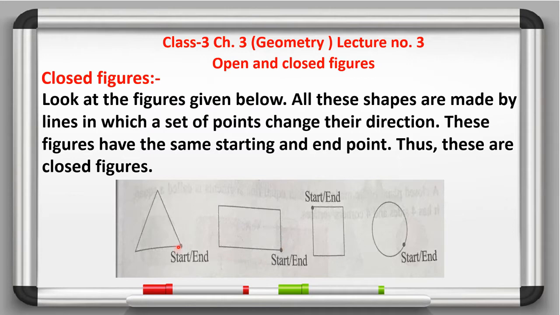If we start this triangle from this side, we end at this. Okay, in this rectangle you can start from this and end with this. So same starting and same ending point is there. So whenever same starting and same ending point is there, those figures are called closed figures. Understood, beta?